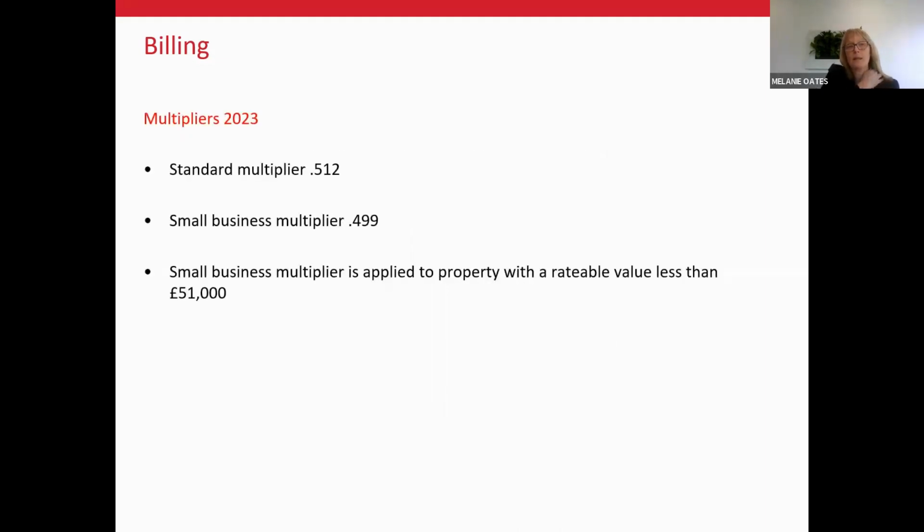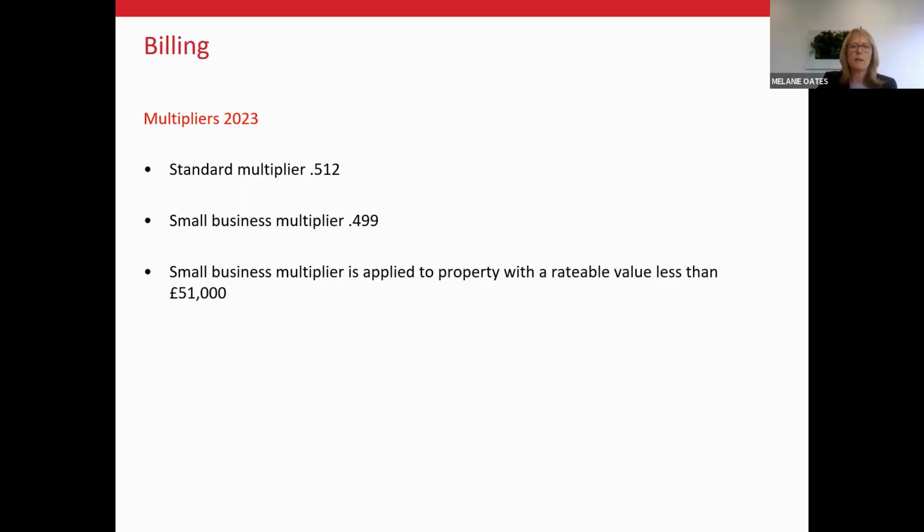So as stated, there are two multipliers in force for the 2023 rating list, and the standard multiplier is 0.512 with a small business multiplier of 0.499. The small business multiplier is applied to a property which has a rateable value which is less than £51,000. So if you have a rateable value less than £51,000, you need to look at your rates bill and make sure that the small business multiplier has been used to calculate your liability.